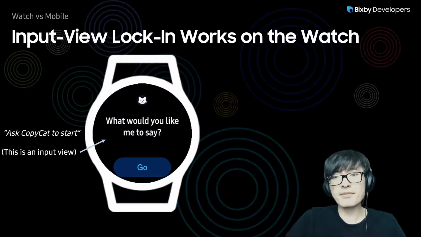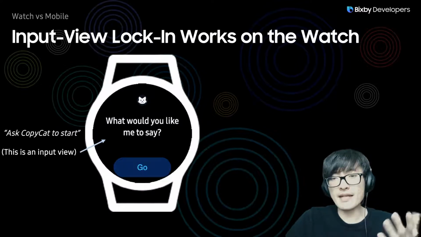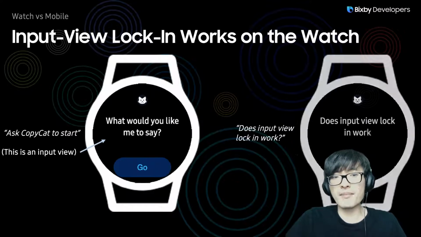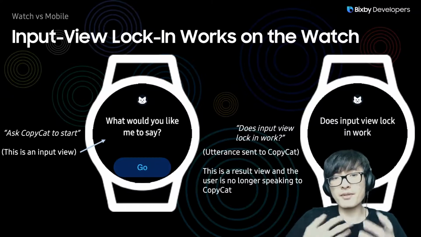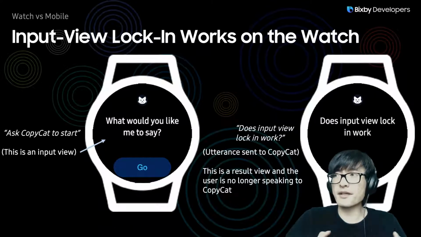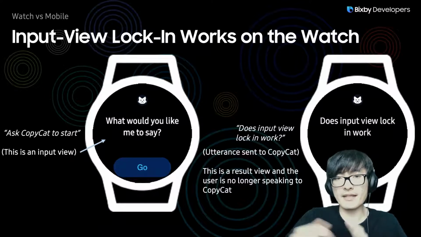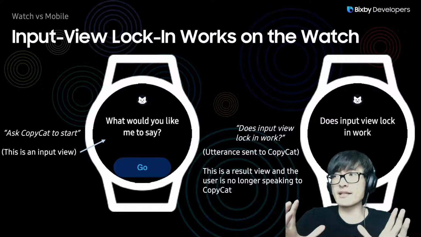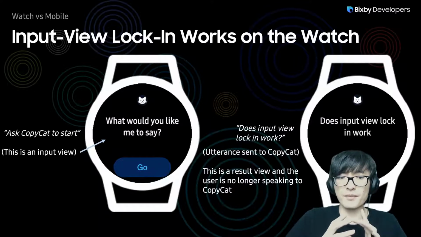And since this is an input view, anything you say to it during this input view will be dispatched to Copycat. For example, does input view lock-in work? And you'll notice that Copycat in this scenario will say, does input view lock-in work? The utterance was sent to the capsule because input view lock-in works for the watch.